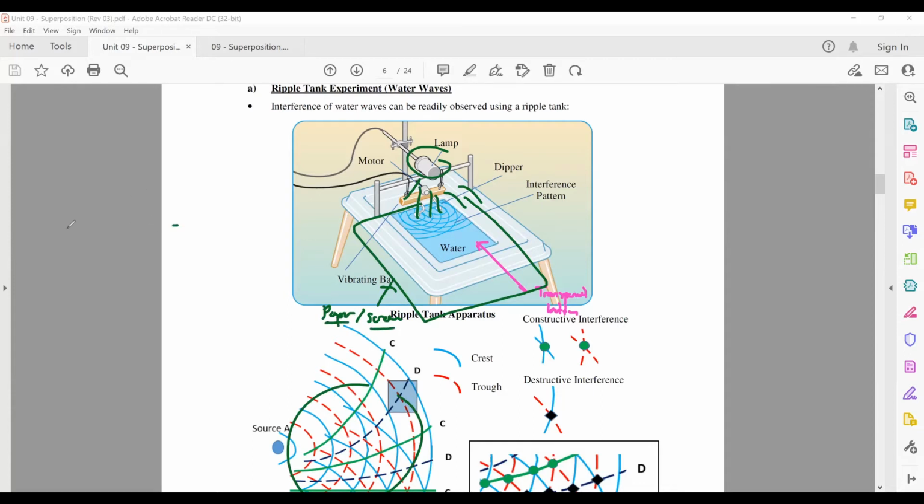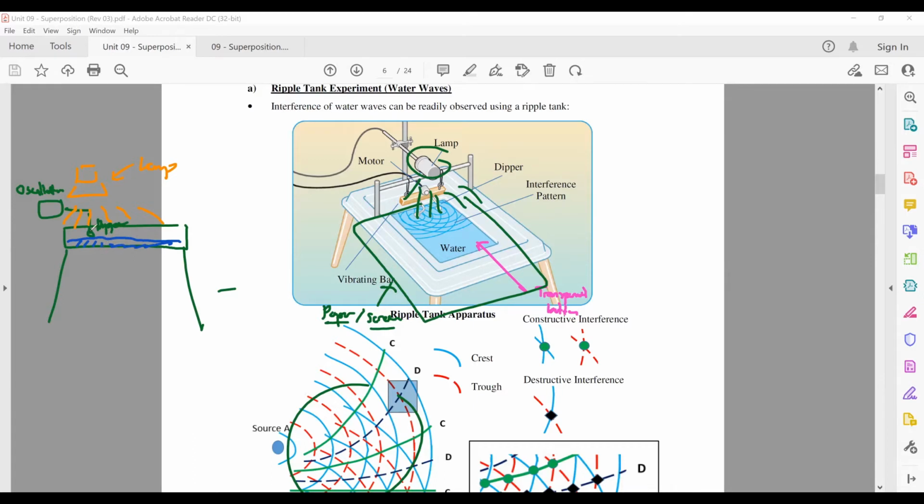So if I want to draw a 2D view for you, it looks something like this. This is your ripple tank. This is your dipper. This is your oscillator. And then this is your dipper. And then your water is inside here. And then you have a lamp here. This is where your lamp is. Your lamp will shine light onto the pool of water below it.